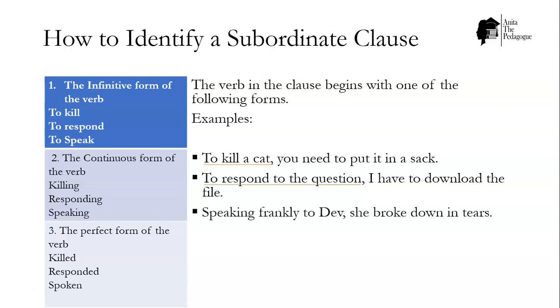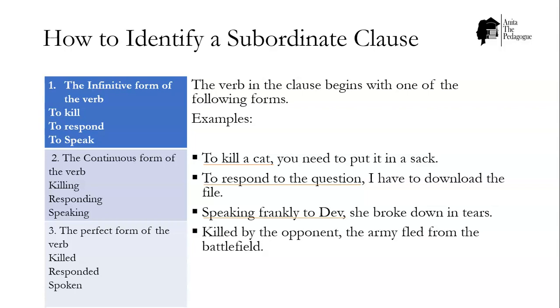Let's look at another example. Speaking frankly to Dave, she broke down in tears. So here again we'll ask ourselves how to identify the subordinate clause. You'll realize that it begins with speaking. Speaking is the continuous form or ing form of the verb speak. And so our subordinate clause is speaking frankly to Dave.